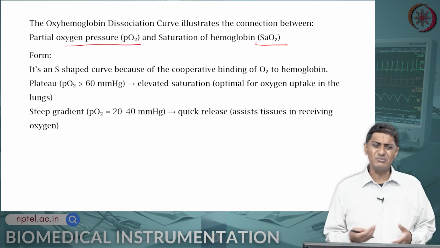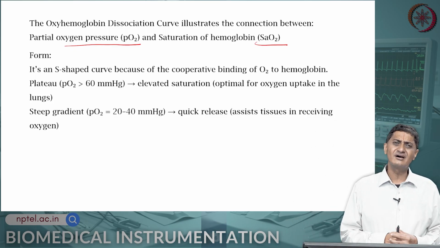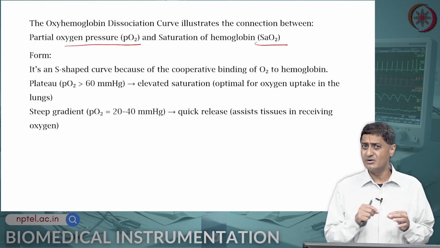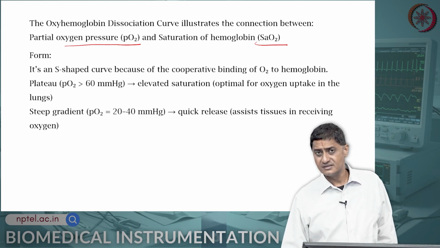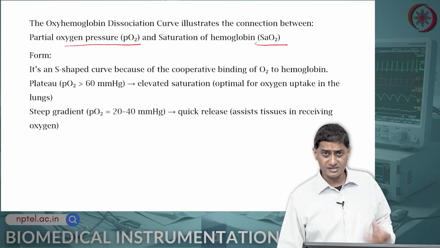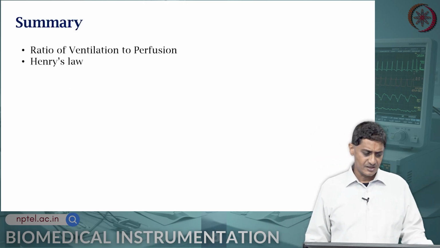What is the big deal about oxygen? All cells need oxygen for survival. Blood flow essentially takes oxygen and nutrients. All cells need oxygen for survival, not just the lungs.